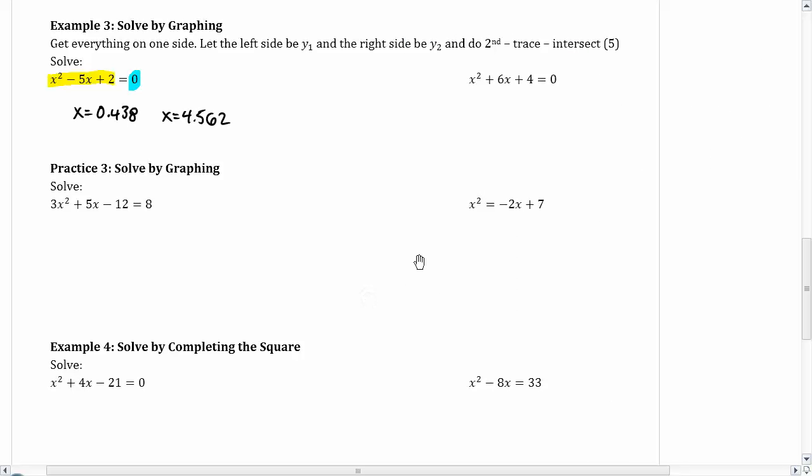Alright? Well, now that you have that, you can solve the rest of these practice problems and work on some of the homework for this section.